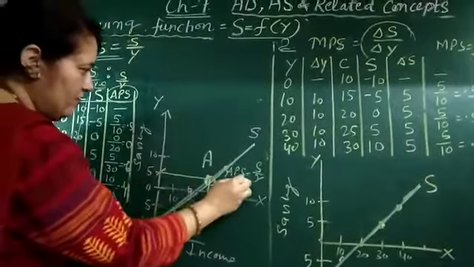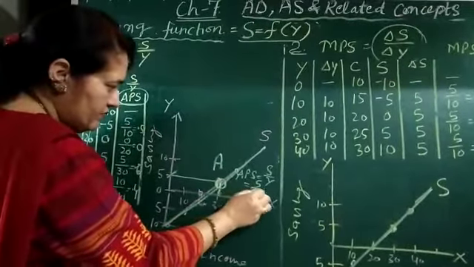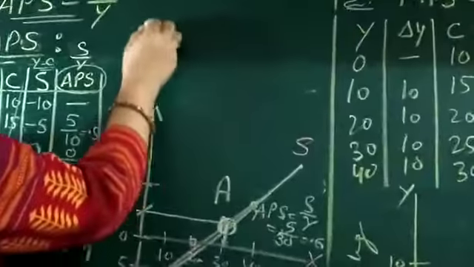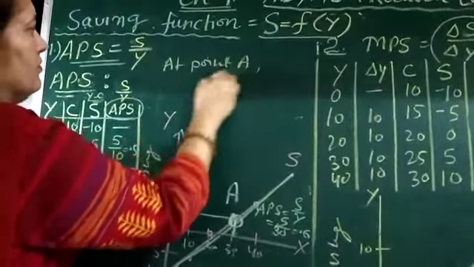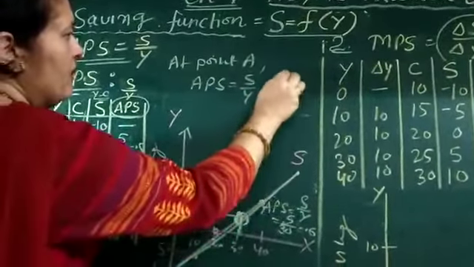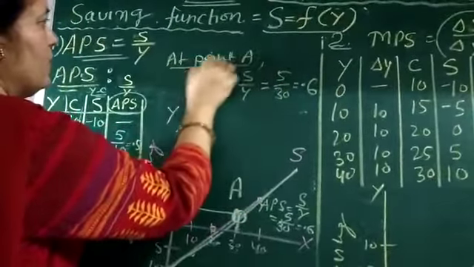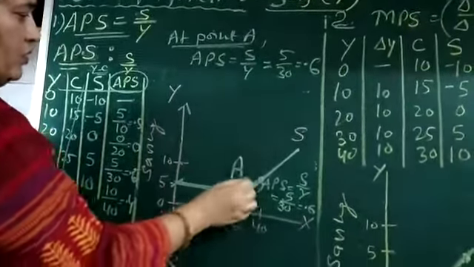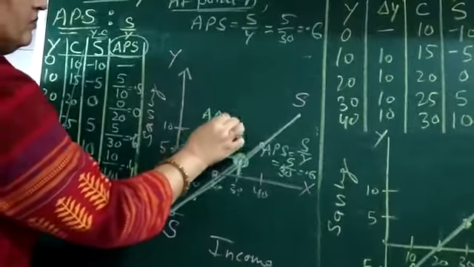Here savings are 5 and income is 30. So 5/30 is equal to 0.6. So at point A, APS is equal to S upon Y is equal to 5/30 is equal to 0.6. At point A, the calculation at one particular point gives the value of APS, which is 0.6.